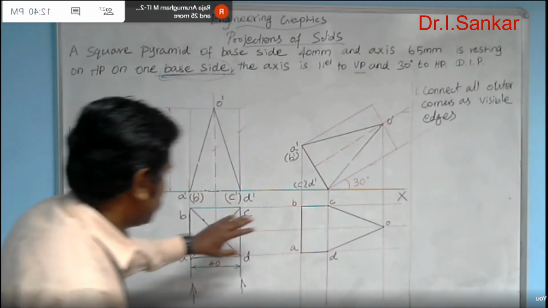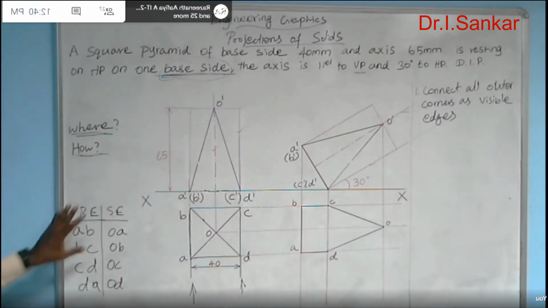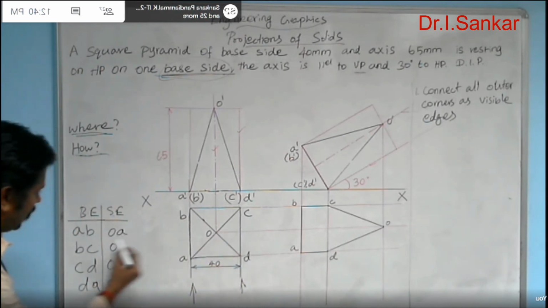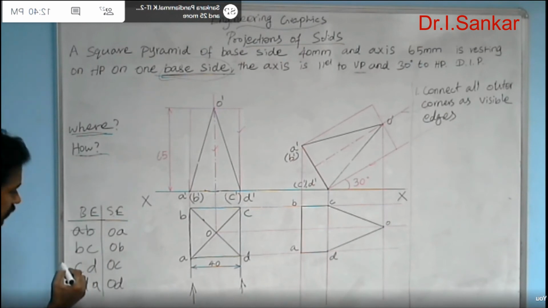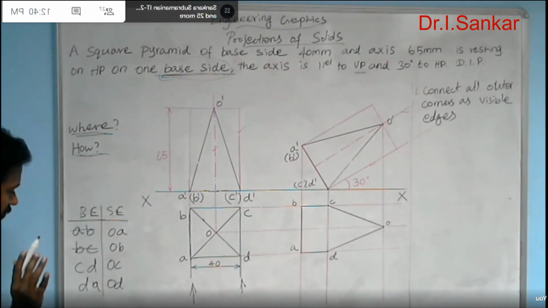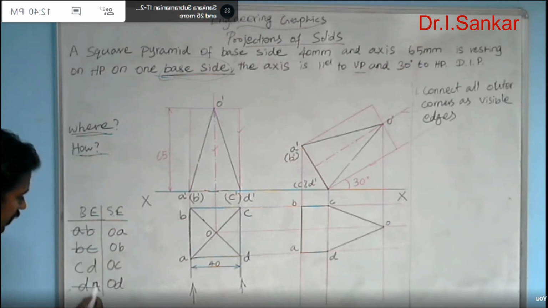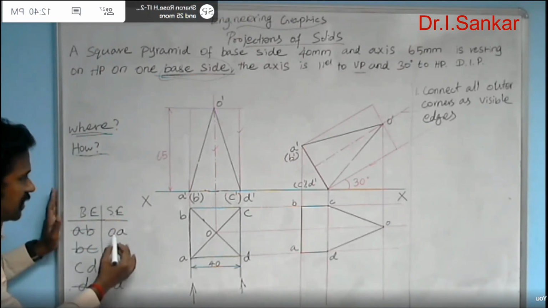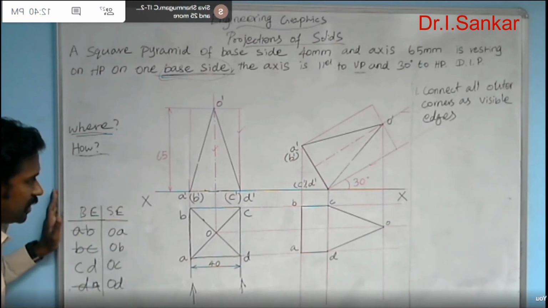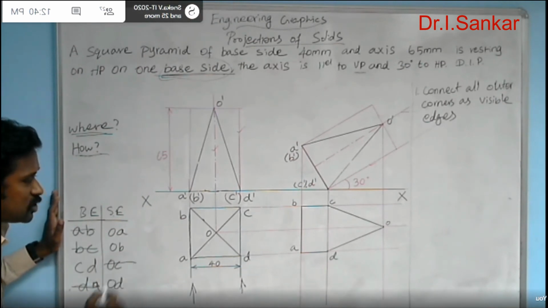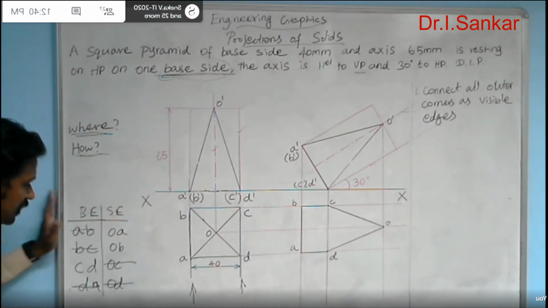And then just note how many edges are obtained as of now. So the edge AB is obtained, the edge BC is obtained, the edge CD is not obtained, the edge DA is obtained. And about the side edges, the edge OA is obtained, the edge OB is not obtained, the edge OC is obtained, yes, it's obtained, the edge OD is obtained, yes, it's obtained.